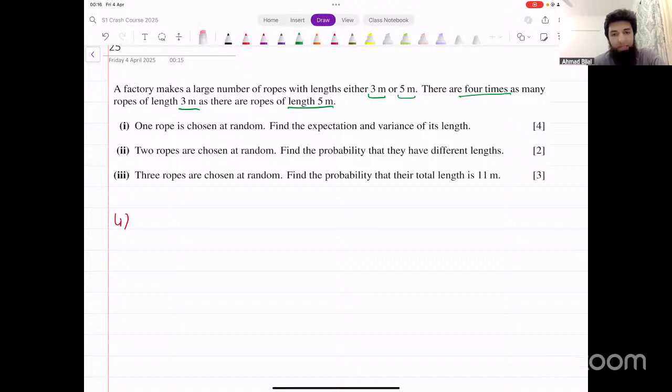Okay, now whenever they say something is happening a large number of times, and they don't specify what large means, in that case, you assume that it's very large. It's like approaching infinity. It's extremely large.